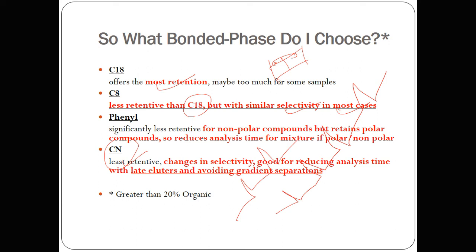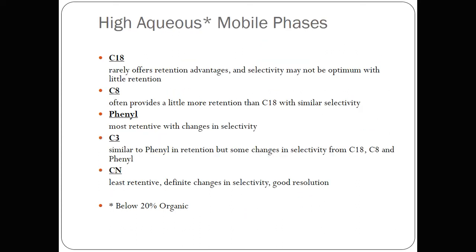That is called the gradient. That is very important in method development. A high aqueous mobile phase is below 20% organic, meaning about 80% or more aqueous. If we are using the C18 column, it rarely offers retention advantages, and selectivity may not be optimum with little retention.